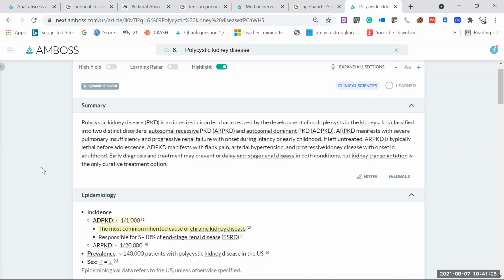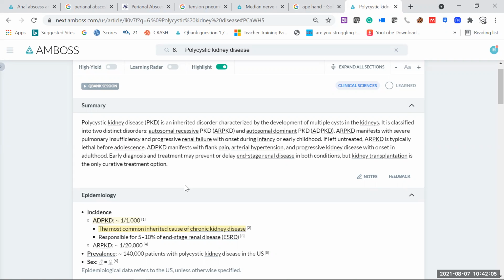And once you do the diagnostic testing, you can confirm that. But if an adult patient comes with renal problems, then again you can think about polycystic kidney disease, but that should be autosomal dominant polycystic kidney disease. So for the sake of memorization, autosomal recessive can present in early childhood and infancy, and if the presentation is in later life, we can think about autosomal dominant. Early diagnosis and treatment may prevent end-stage renal disease, but kidney transplantation is the only curative treatment.